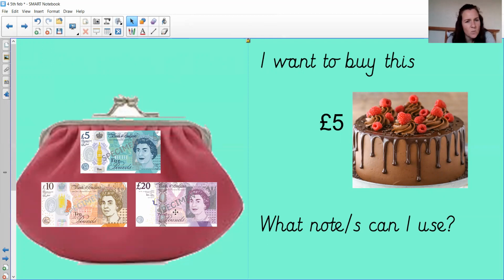Okay, let's have a look at this then. Well, I don't think I can use this note because it says 20 on it and my cake is only £5. Well, I could use it, but I forgot to mention that my shop doesn't do change. They don't have any change to give me, so I can only use exactly the right amount of money. I should have said that before. That might change your answer.